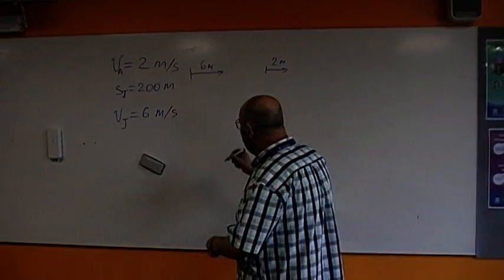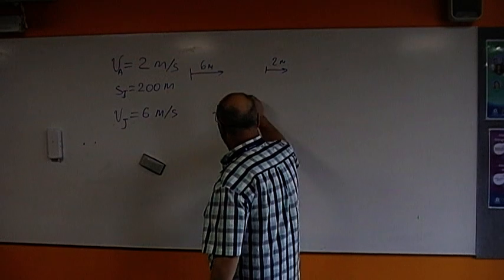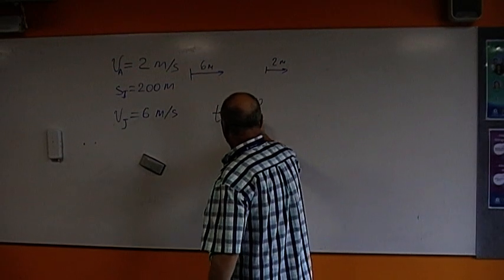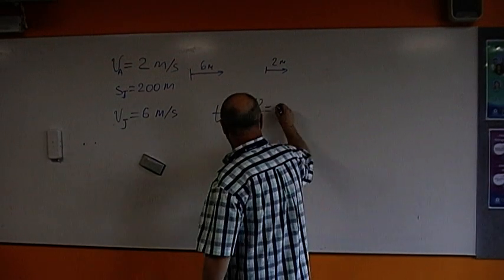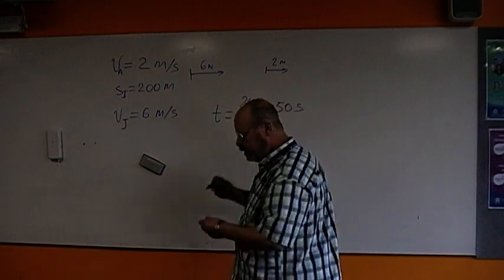So to find time, we need to divide 200 by 4, and that will be 50 seconds.